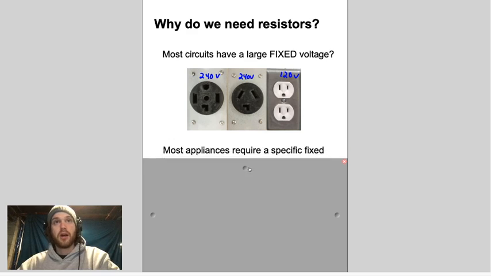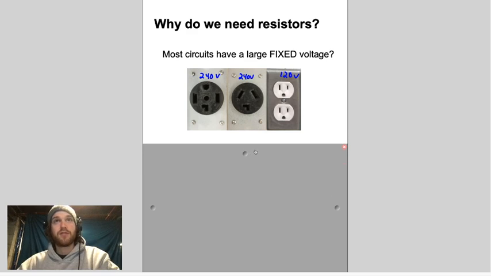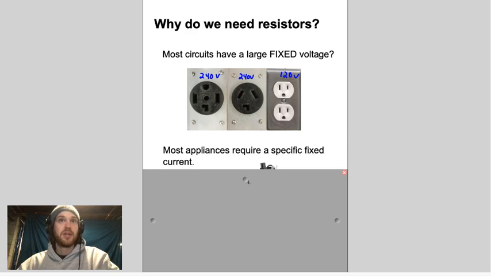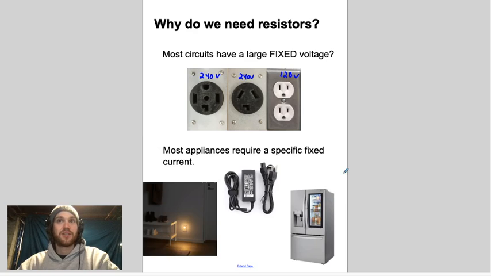So what we do is we have a fixed voltage. Now, if you want to plug a small device into something like this, you have to make sure, like I said last time, that you have the correct amount of resistance to protect it. Most appliances require a specific fixed current or something close to operate.